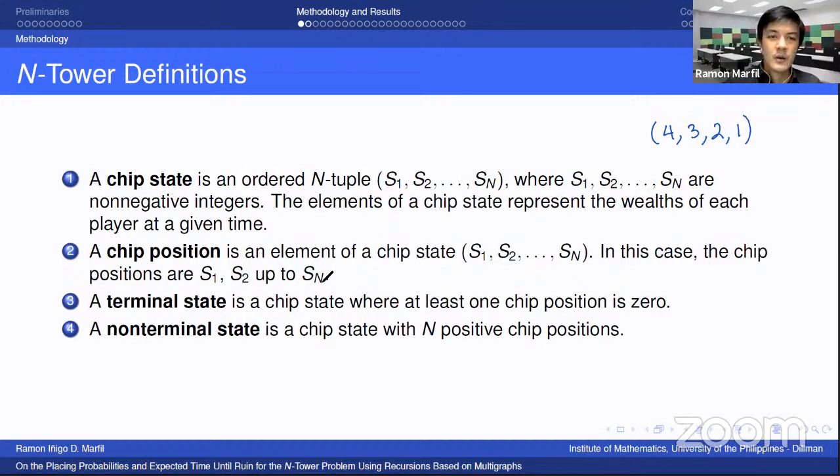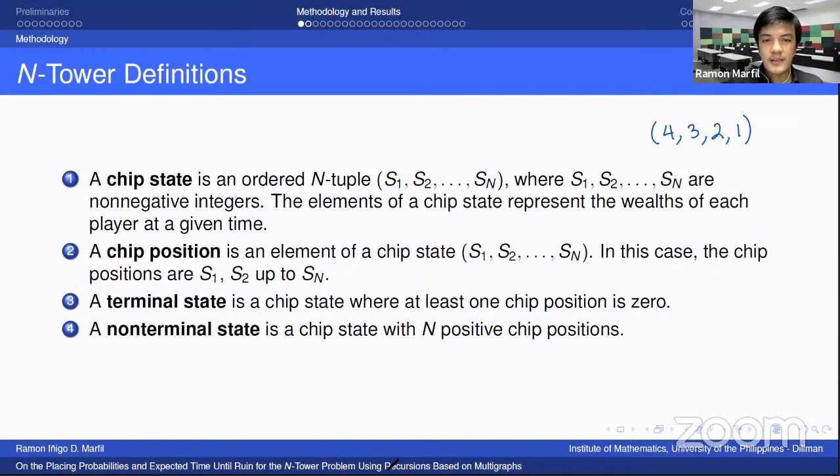Okay? Now, a chip position is an element of a chip state, S_1 up to S_n. In this case, the chip positions are S_1 up to S_n. In this specific example, our chip positions are 4, 3, 2, and 1.